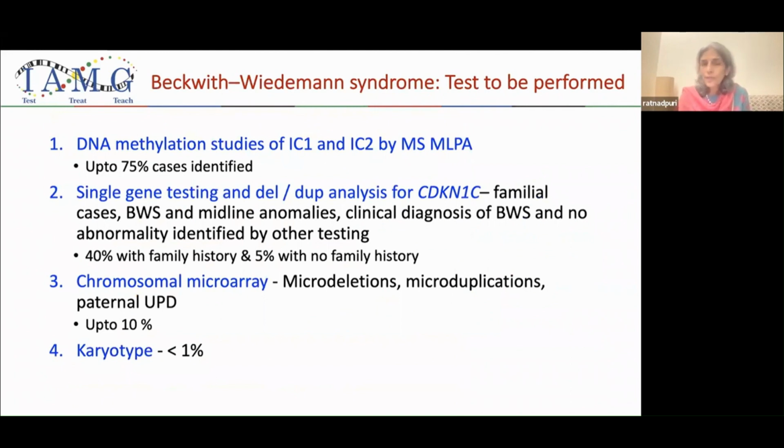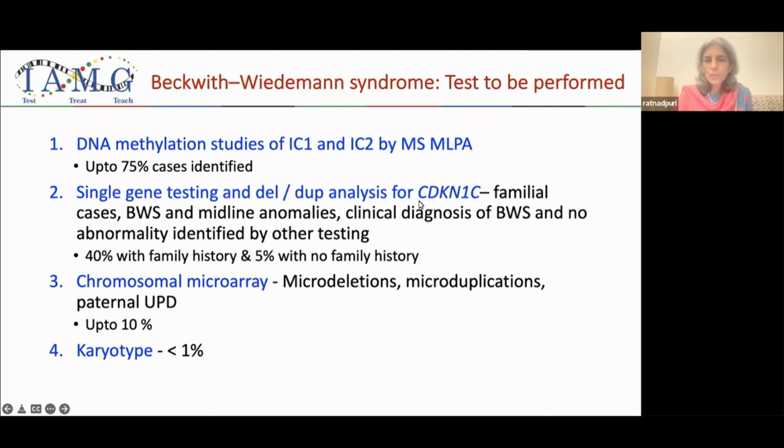So based on these mechanisms, again, we decide what is the test to be done. Here again, DNA methylation studies, but here done for Beckwith-Wiedemann, because here the chromosome is different from Prader-Willi. So you will have to write, I want to do methylation studies by MSMLPA to diagnose Beckwith-Wiedemann syndrome. This will identify 75% of the cases. In other situations, we may need to directly test for the CDKN1C gene.